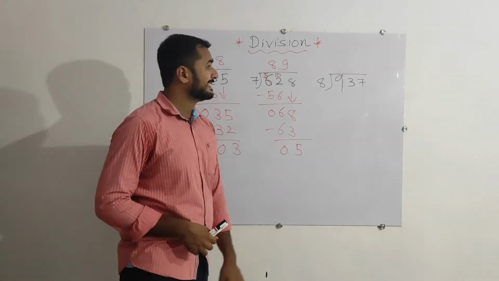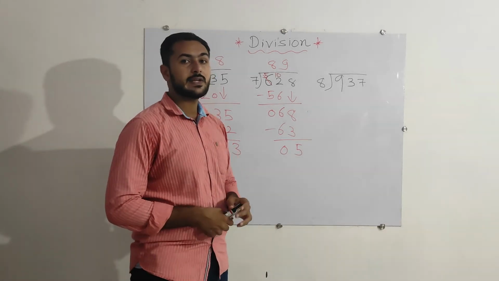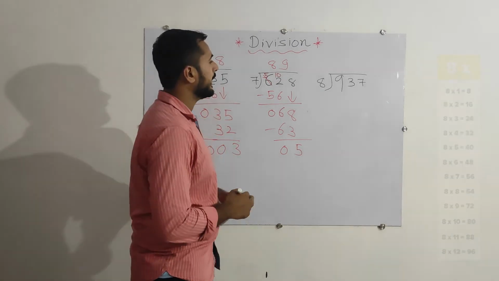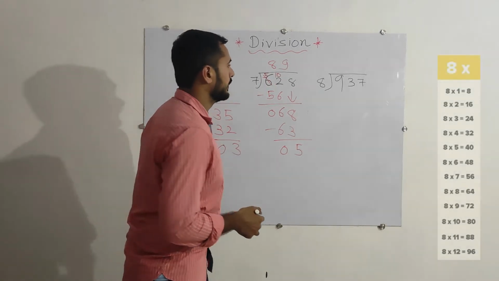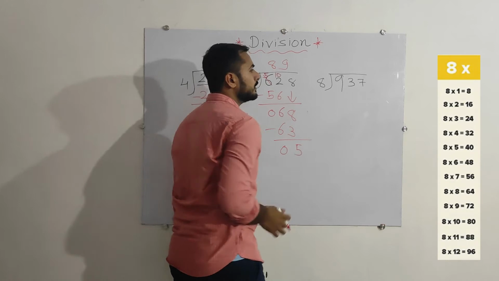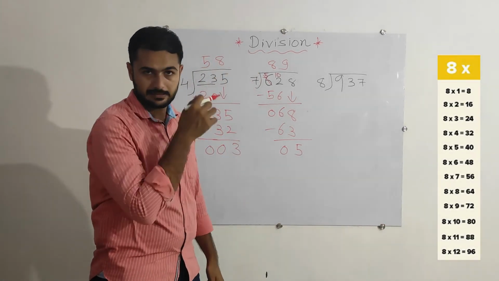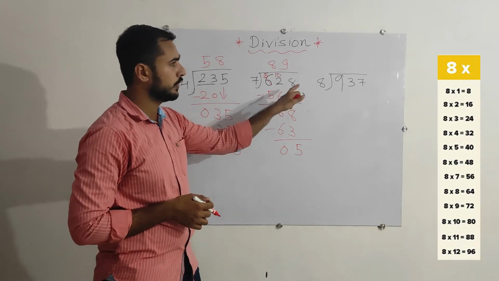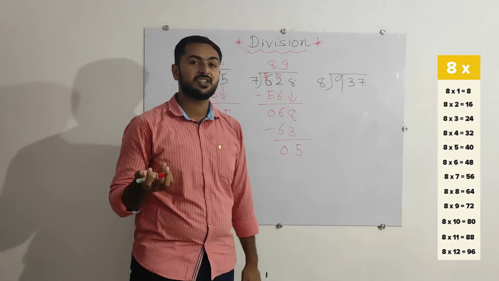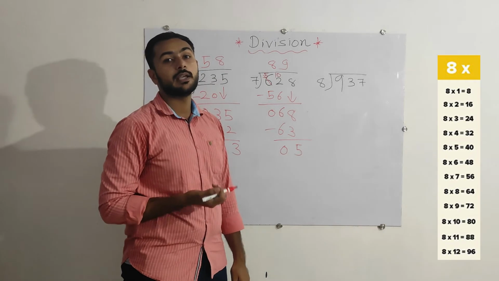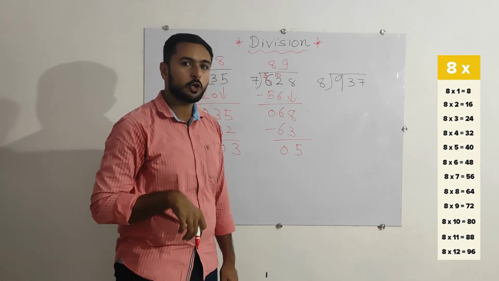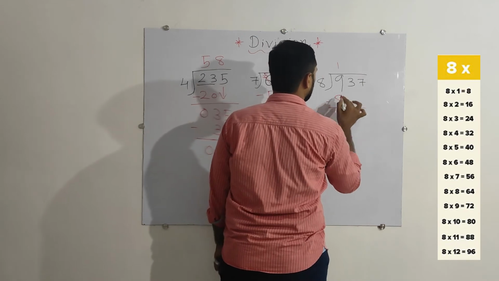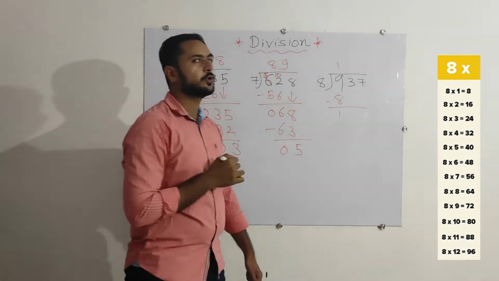Clear? Now the next number is 937 divided by 8. It means we need to recall the table for number 8. Now, can you find 9 in the table of 8? Is it there? No. So what will we do? 8 ones are 8, 8 twos are 16, but 16 is bigger than 9, so we will use the smaller number. 8 ones are 8. So subtraction, and here we get 1.